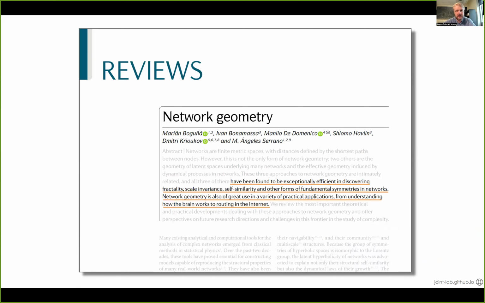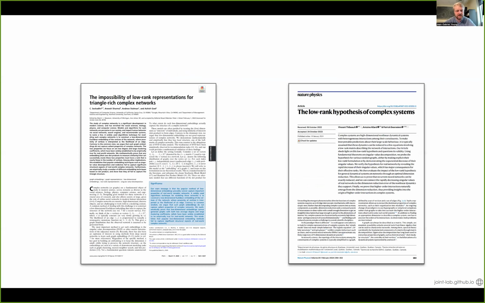To make a long story short, there have been quite a few recent big review pieces that say these geometric approaches are very good for networks, surprisingly good. They have 2 dimensions and they happen to model the real world super well. And then there are some caveats. There have been interesting debates saying there are limitations to low-dimensional embeddings, not necessarily for geometry.